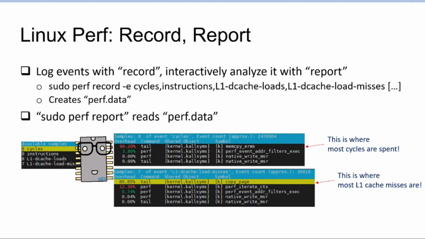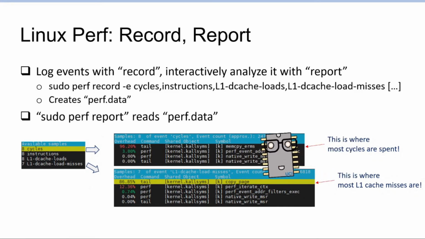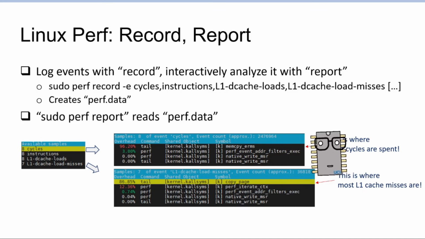For example, here it looks like 96% of the cycles are being spent inside the tail binary, which is expected, of course, because that's what we're running. But most of them are being spent inside memcopy. And you can actually move your cursor to memcopy and press enter to see which assembly instructions the time is mostly being spent in, etc. But at a high level, at least, we can know that this top function, memcopy, is where most of the cycles are being spent.